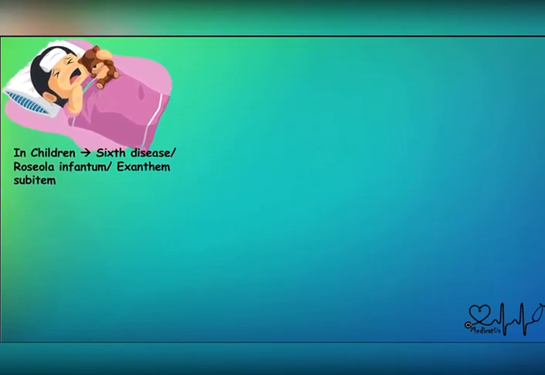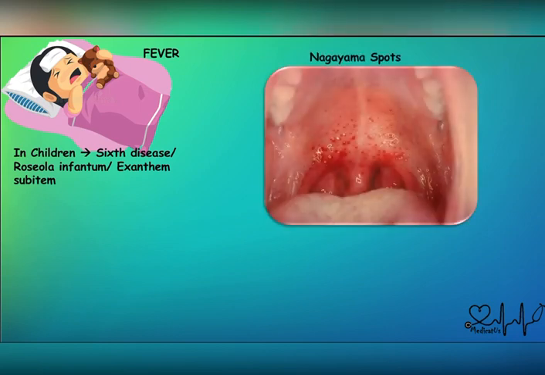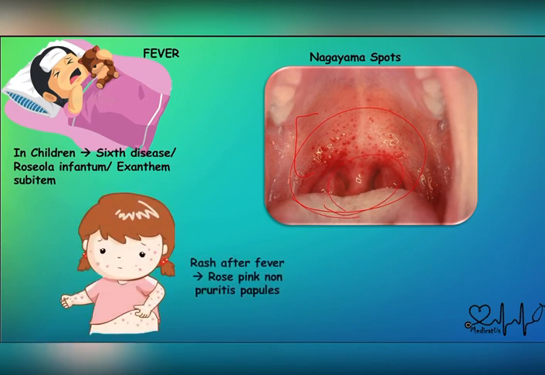So what happens in this sixth disease, or say roseola infantum or exanthem subitum? The child will have fever, and also Nagayama spots will be seen. Now what are these Nagayama spots? You can see here, it is an erythematous rash, and it is usually seen near the soft palate and uvula. And also the child will have a rash after fever. These are rose pink non-pruritic papules. Okay. Now this was all about human herpes virus 6 and 7. Nothing more.